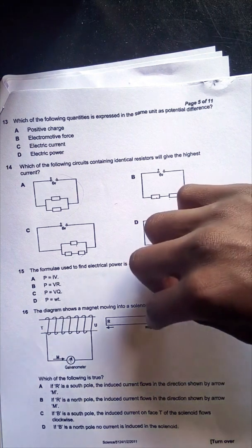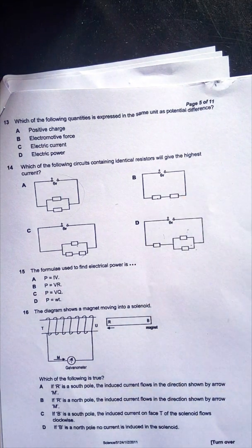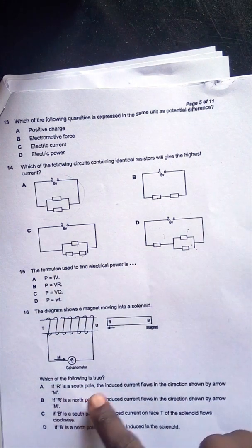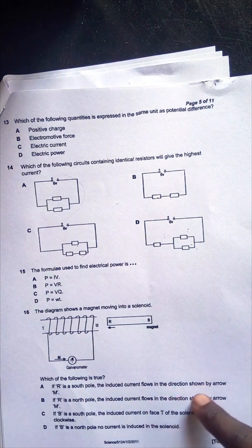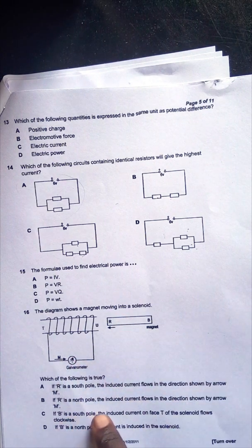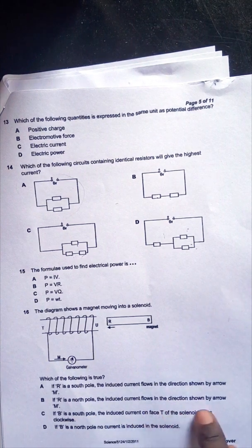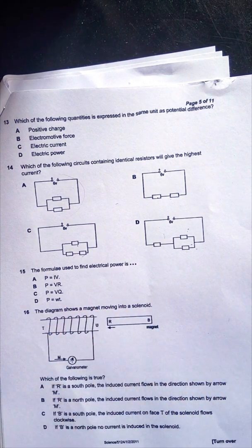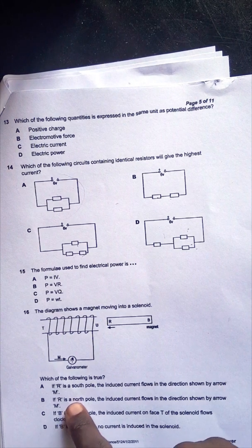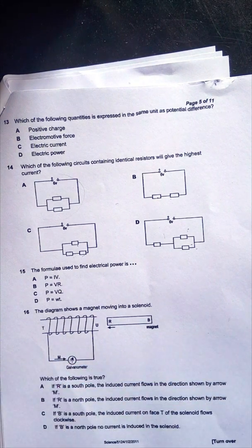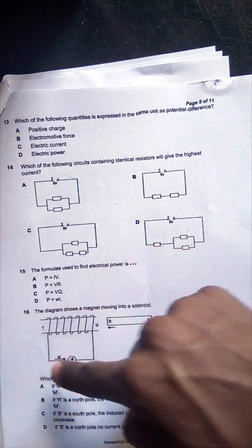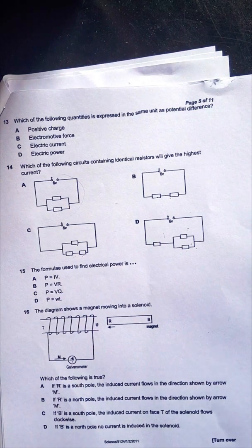If B is a south pole, such that this is a south pole, if B is a south pole, the induced current on face T of the solenoid flows clockwise. So if we said R is the south pole, shown by arrow M, this would be wrong. If we said R is the north pole and the induced current flows in the direction shown by M, meaning going in the counterclockwise direction, that would make that answer wrong. So if we had gone with this one, the arrow should have been pointing in that direction. But since we've gone with this one, it means the current is going in that direction, coming from this side, going to that side. Okay, so we can move on to question 17.